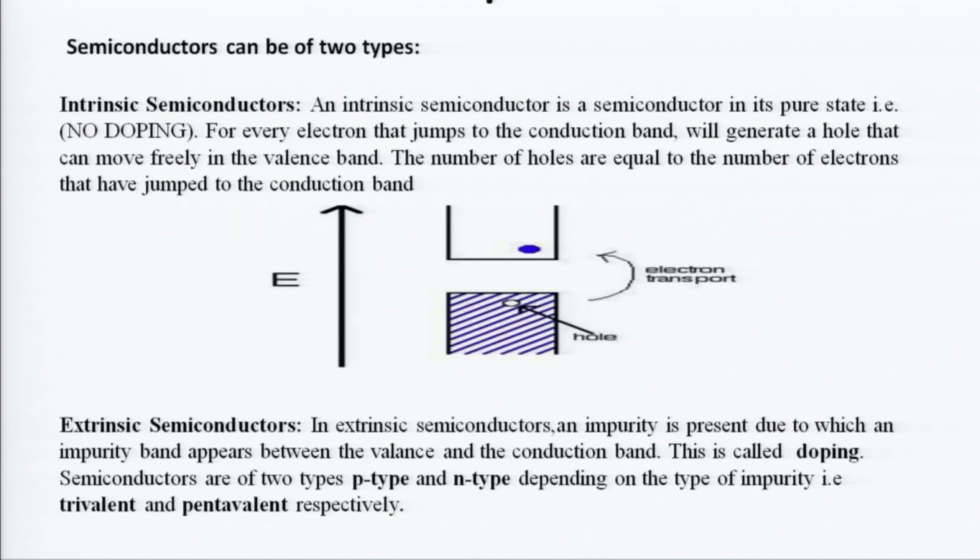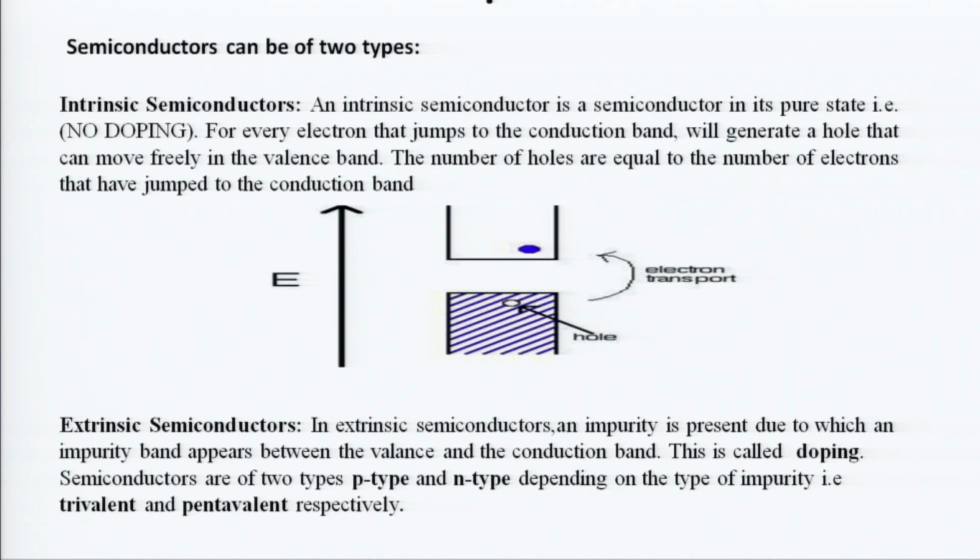As I said, semiconductors are of two types, the intrinsic semiconductor and the extrinsic semiconductor. An intrinsic semiconductor is the semiconductor in its pure state, that is, no impurity is added to it, no doping. For every electron that jumps to the conduction band, a hole is generated, and that can move freely in the valence band. The number of holes is equal to the number of electrons that have jumped to the conduction band. Such semiconductors are known as intrinsic semiconductors.